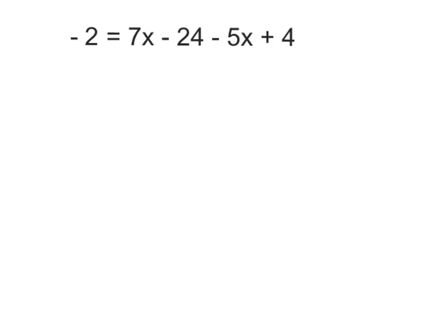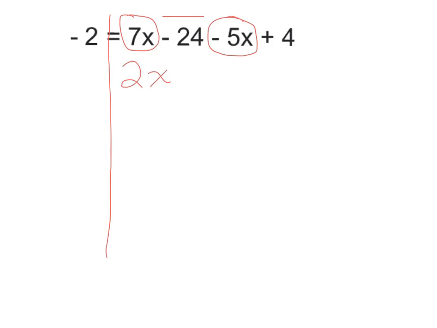And now this is our last problem. I'm going to go ahead and draw my balance line. And again, I'm going to circle everything with a variable and the symbol in front of it. 7x plus negative 5x is 2x. And then we still have two numbers left, so I'm going to put a box around those, and we again combine them. Negative 24 plus 4 is going to be negative 20. And then it says this is equal to negative 2.